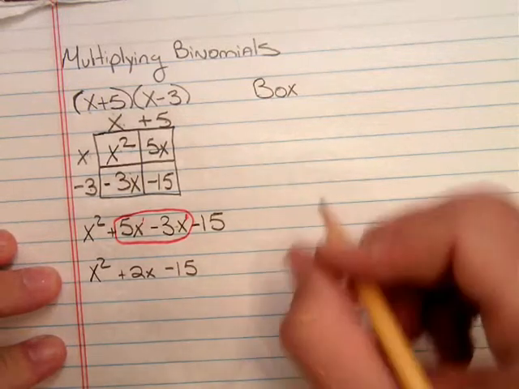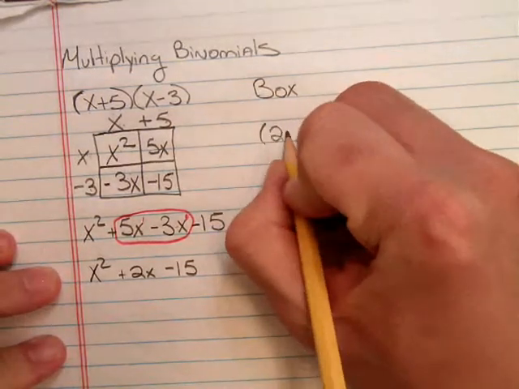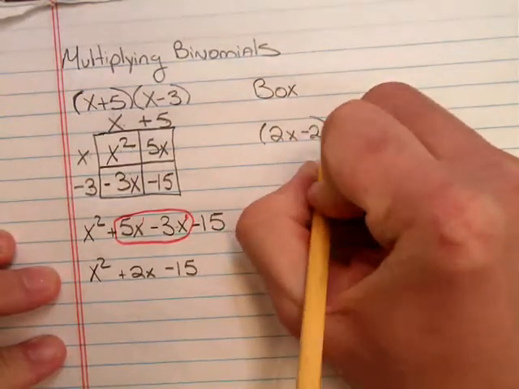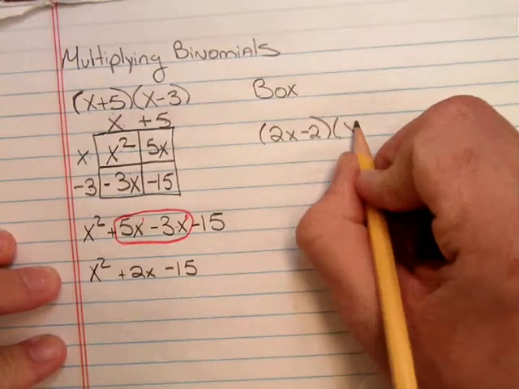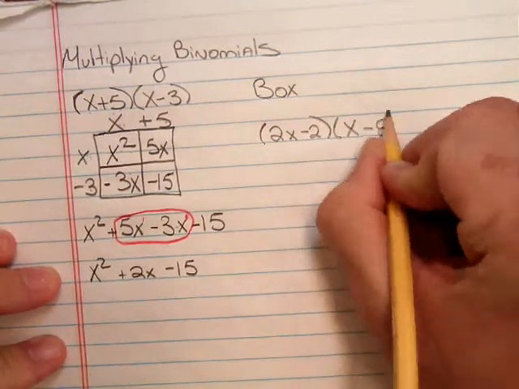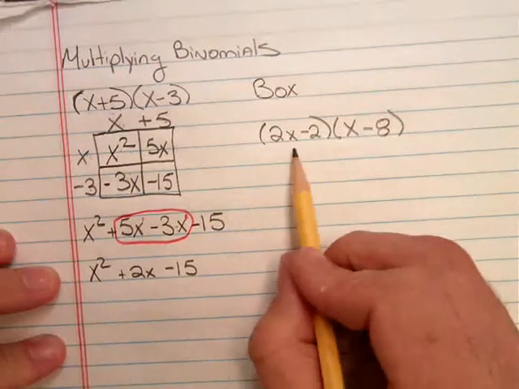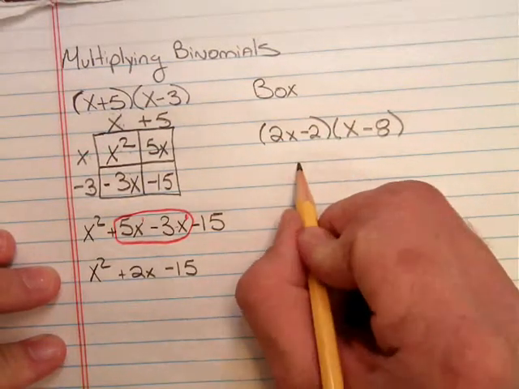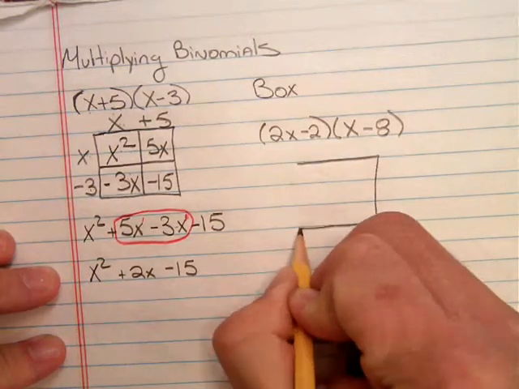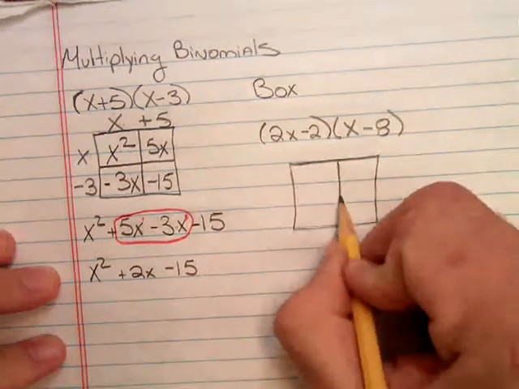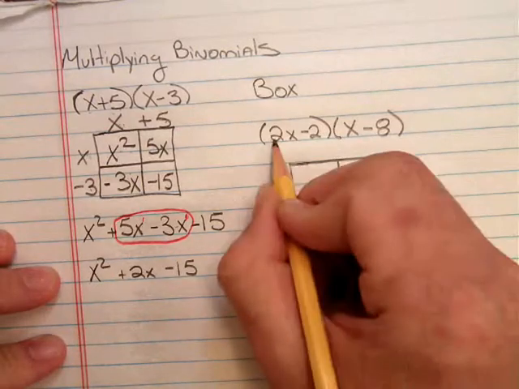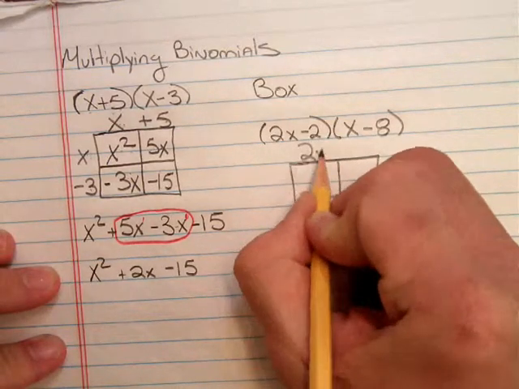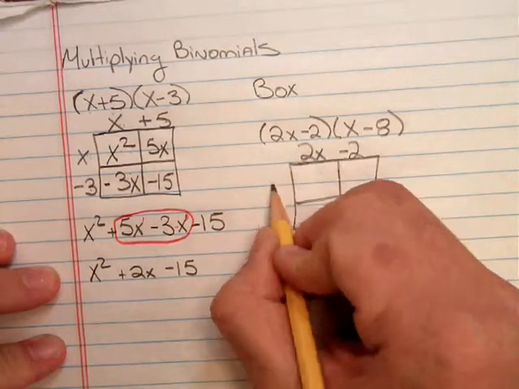Let's look at another one that's a little bit tougher, but not too much. It should be just an extension of what we just did. So we have two binomials again, 2x minus 2 and x minus 8. We're going to set up the box, and we're going to layer on the top 2x minus 2 and x minus 8.